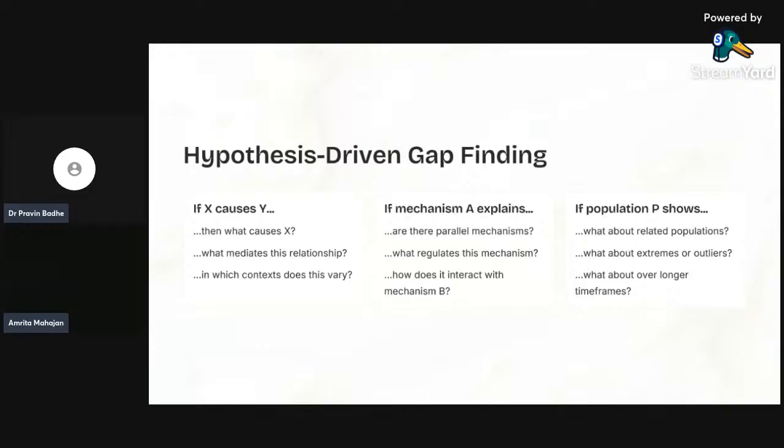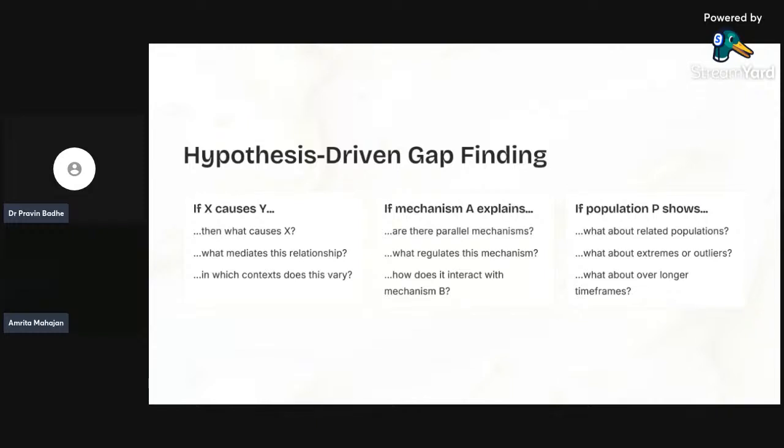Then comes, what regulates these mechanisms? This asks about the control factors, like what turns this mechanism on or off, and what influences its strength. Then comes, how does it interact with mechanism B? This helps you encourage a systems-level view, considering how multiple processes or mechanisms might work together.